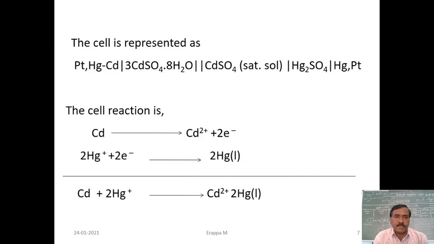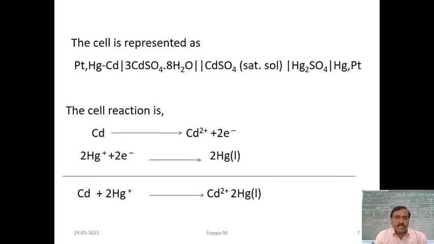The cell is represented as platinum, which touches the mercury cadmium amalgam, and above this there is a single line, then cadmium sulfate crystals. On the right hand side, the platinum electrode touches mercury with a paste of mercurous sulfate, and above this the cadmium sulfate saturated solution. In this cell representation, both the electrodes are separated by a salt bridge, shown as two double lines between the left hand side and right hand side.